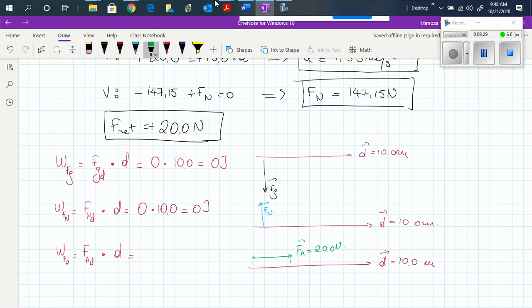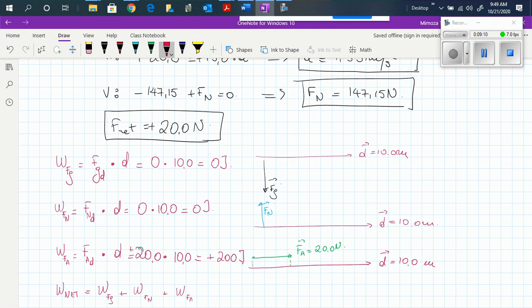So the component of the force along the displacement is the force itself. So it will be positive 20 times 10 equals positive 200 joules. And now when we are finding the net work, there are no other forces here. What we are doing is adding the work done by all the forces.